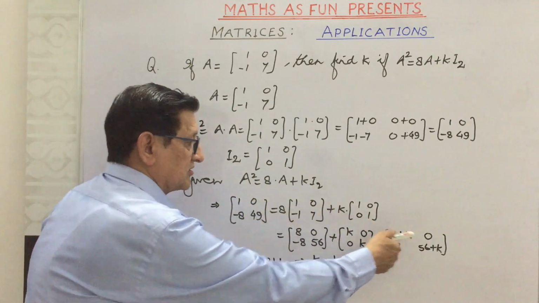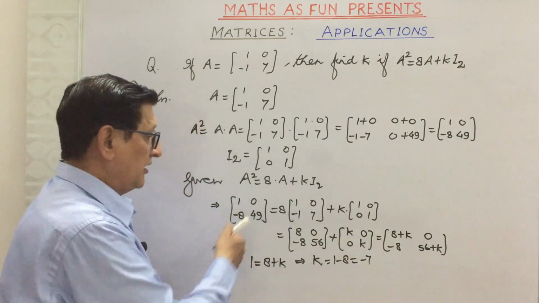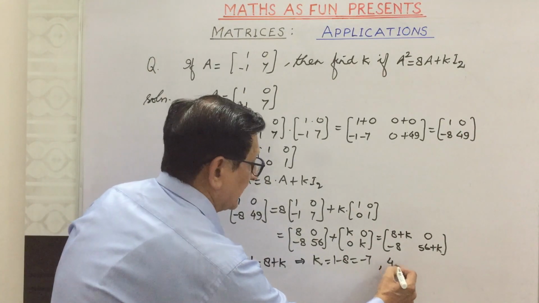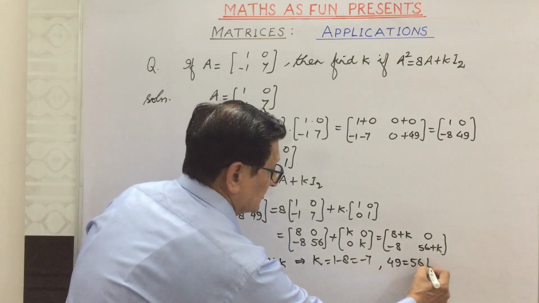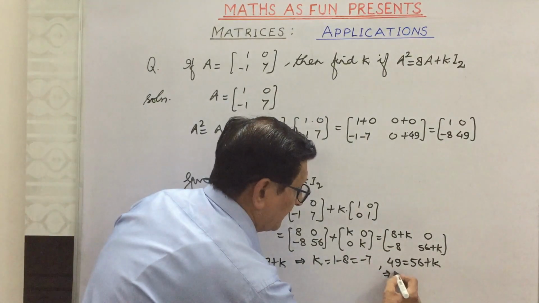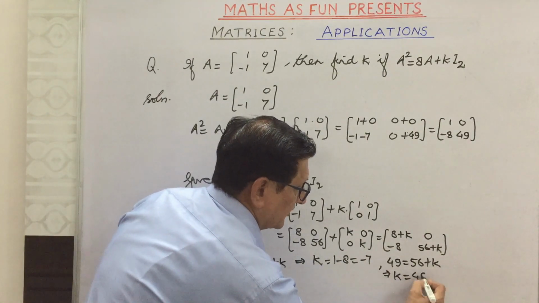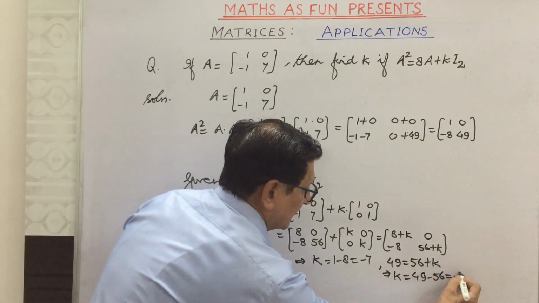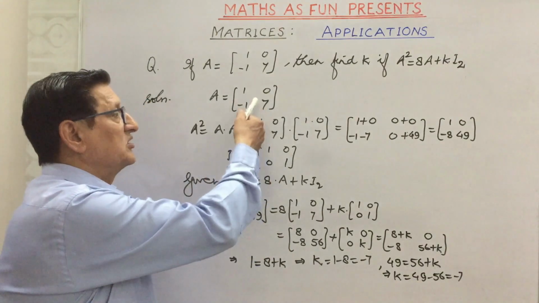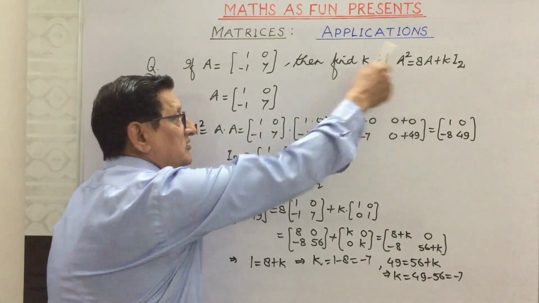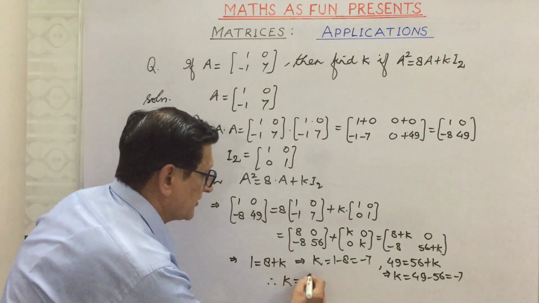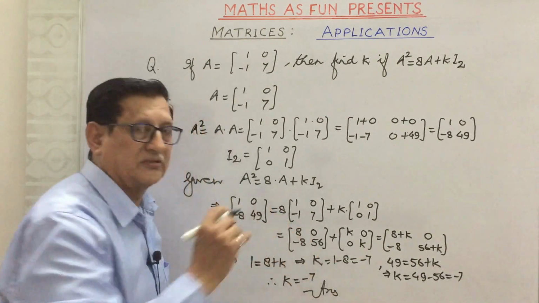Is it 0? Yes. Is it minus 8? Yes. From this also we can find 49 is equal to 56 plus k, and from this also we are finding k is equal to 49 minus 56, that is minus 7. It means k is to be minus 7 for this particular polynomial which is given to us. And hence we can write, therefore, k is equal to minus 7.